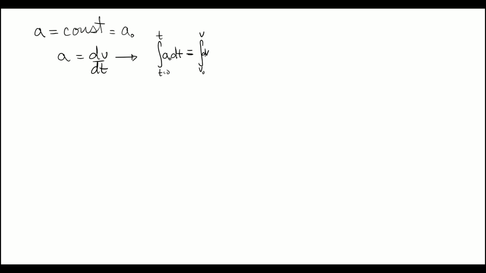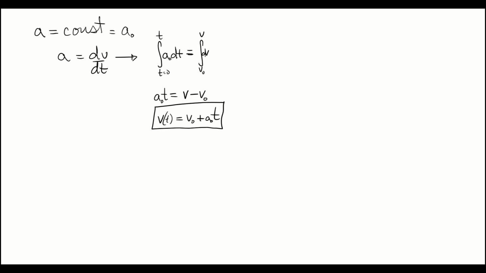And then if I do those integrals, well, that's just going to give me a naught t minus a naught 0, because that lower limit's just 0. And that's going to be equal to, well, integrate 1 and you get the constant, so just impose those limits, and we get v minus v naught. So just integrating that constant acceleration gives us our velocity at some time t is equal to our initial velocity plus our constant acceleration times time.